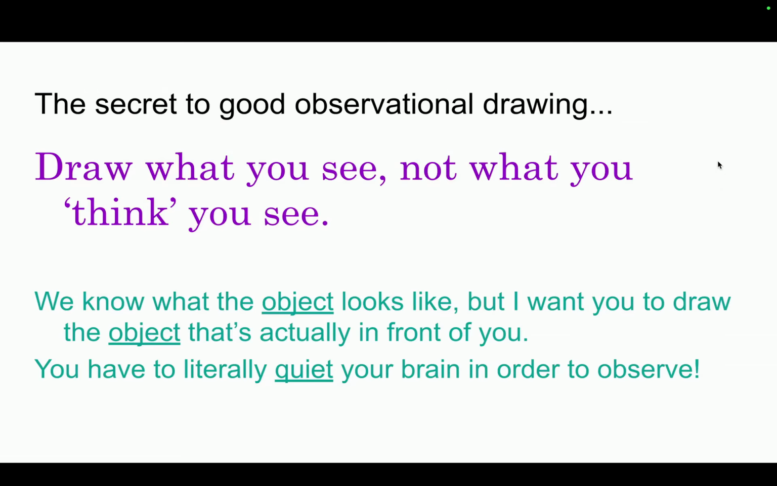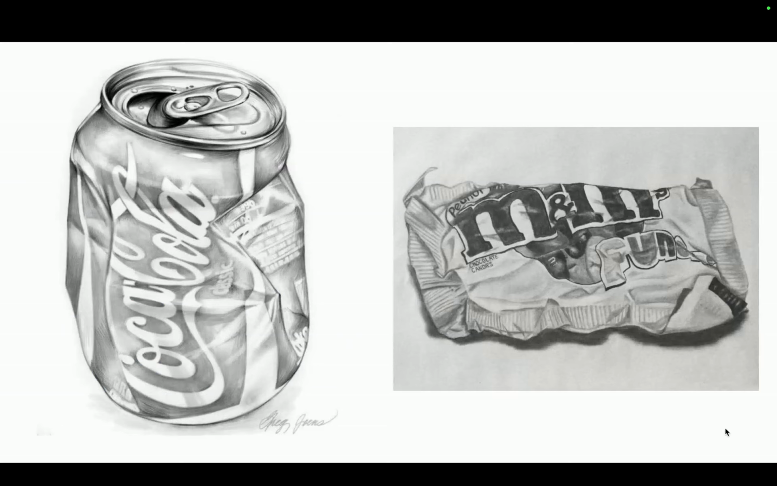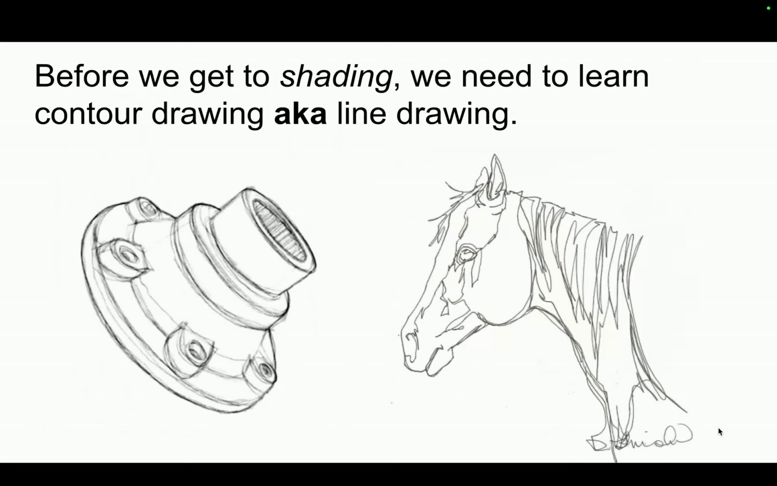The secret to good observational drawing is to draw what you see, not what you think you see. Yes, when we're drawing an apple, we know what the object looks like, but I want you to draw the object that's actually in front of you, right? So if you're drawing an apple, draw the actual apple in front of you. You have to literally quiet your brain in order to observe. So to create these sketches, the artist had to actually look at the object.